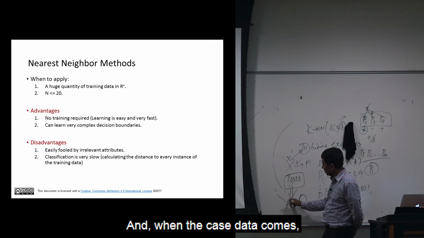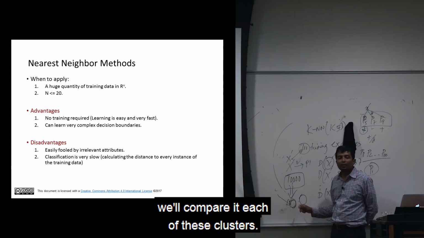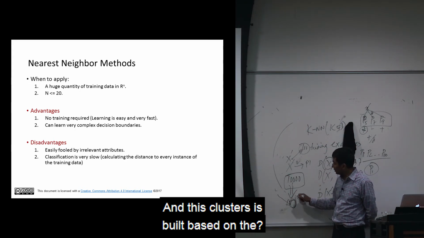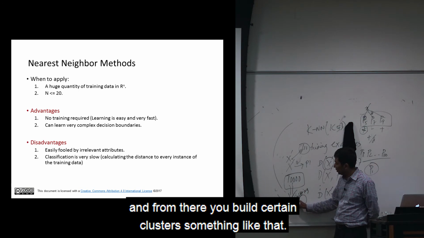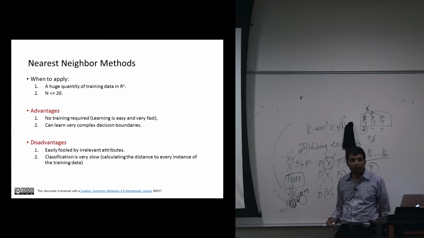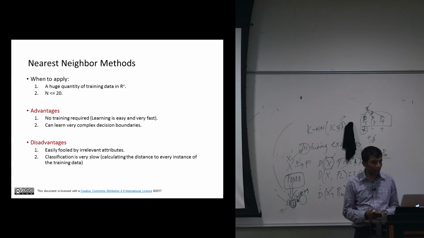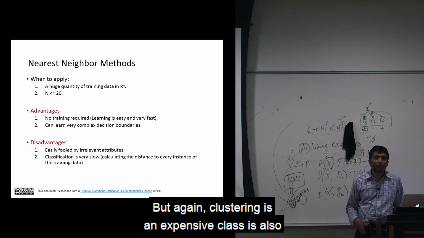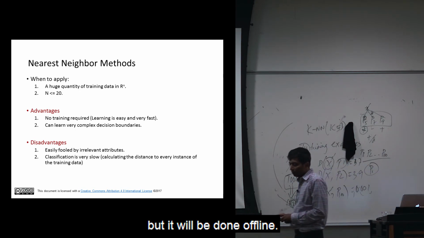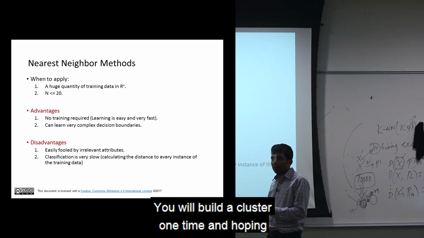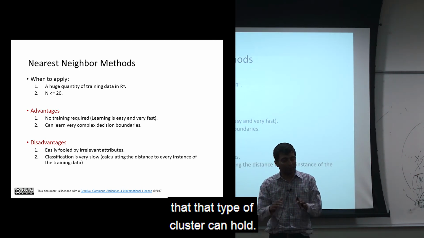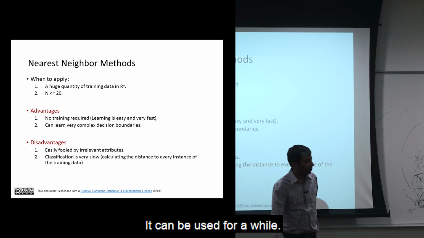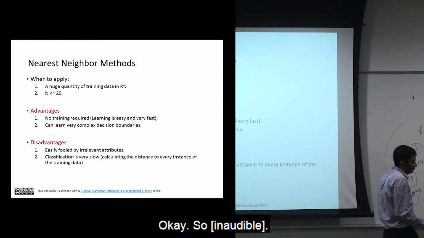Right, very good. So you need to first group this training data using some clustering algorithm, build the clusters. And when the test data comes, you will compare each of these clusters. And this clusters is built based on the class level. So this is, let's say, class level 1, and from there you build certain clusters, something like that. That way you can speed up. But again, clustering is an expensive process also, but that will be done offline. You will build a cluster one time and hoping that that type of cluster will hold. It can be used for a while.